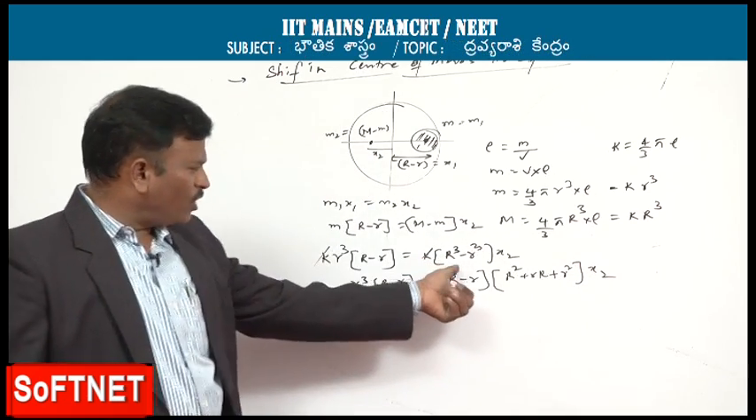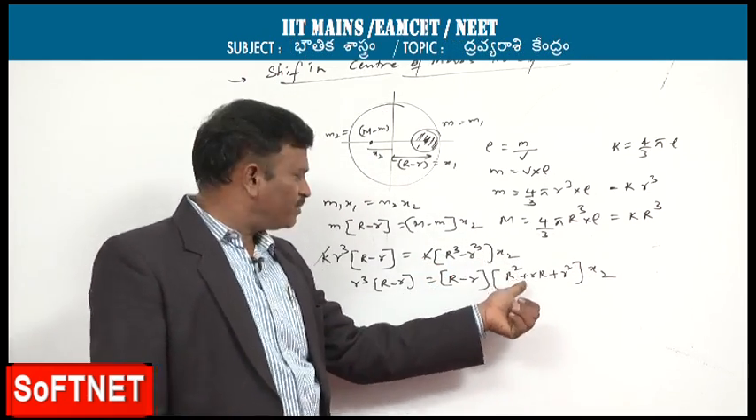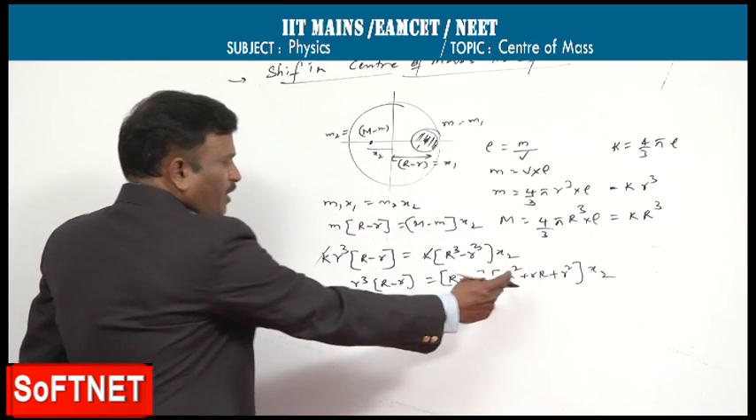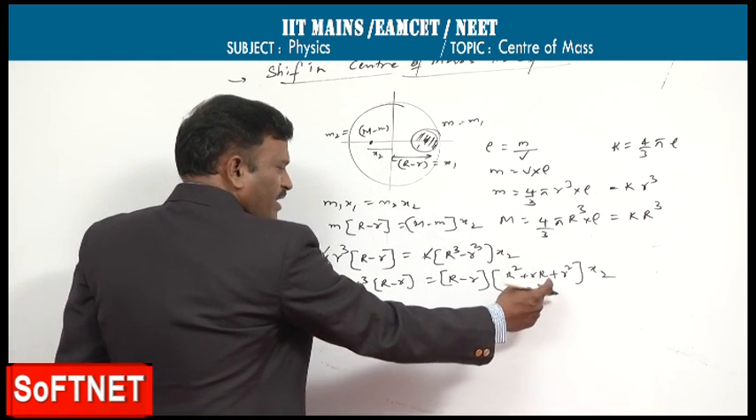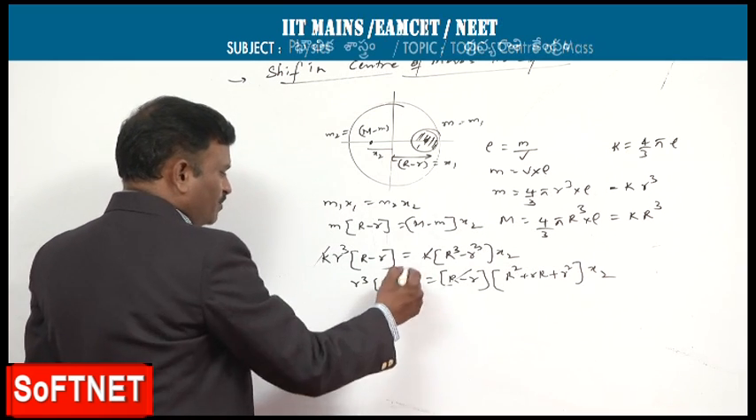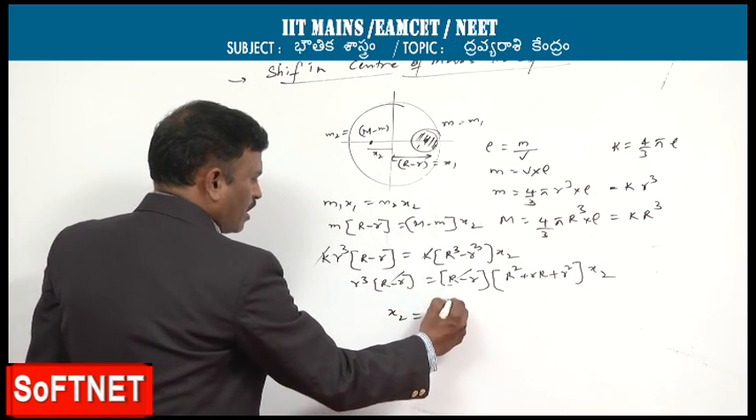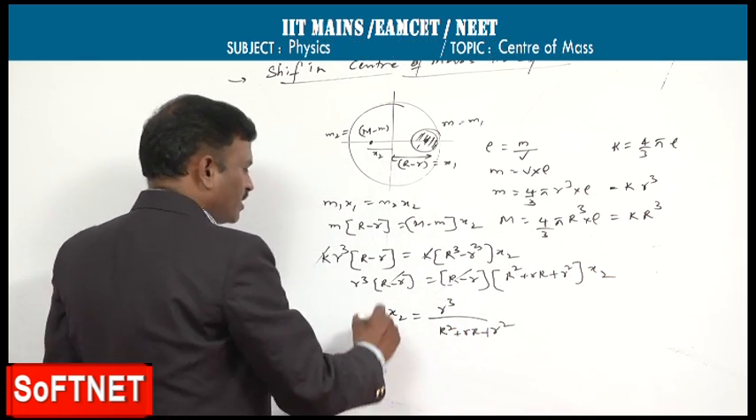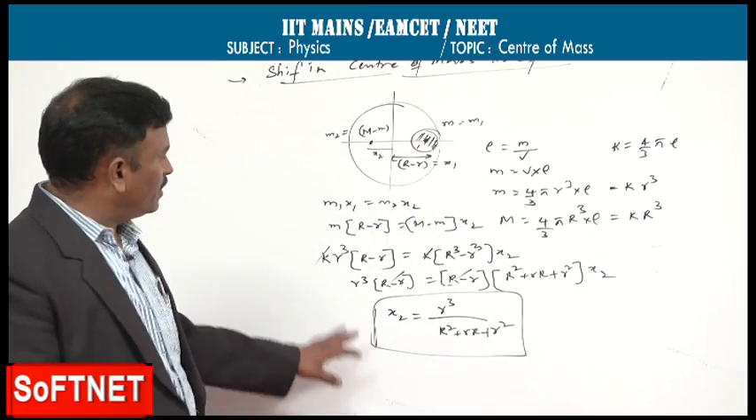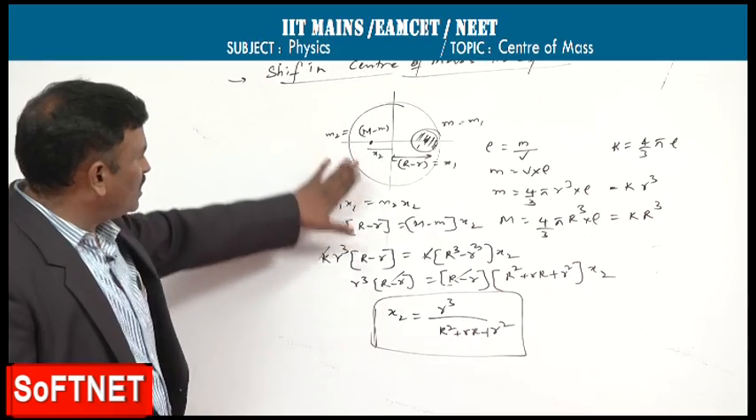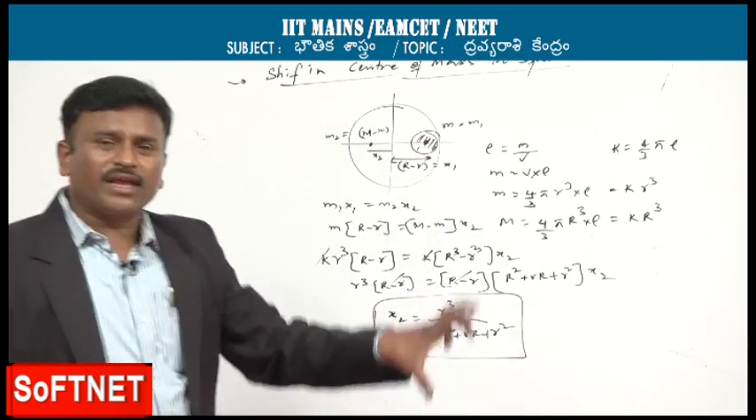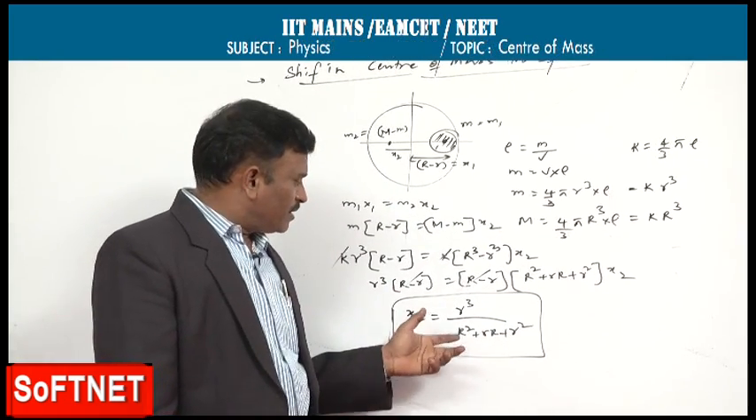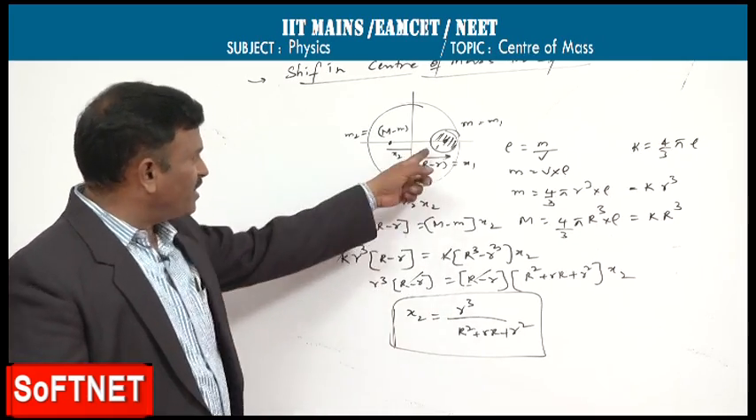It is very simple, the a cube minus b cube formula. a cube minus b cube is nothing but (a minus b) into (a square plus ab plus b square), that is the formula. Just these two will get cancelled. The final answer is x2 equals r cube by (R square plus small r capital R plus small r square). It is a very important formula for competitive exams, to find the shift in center of mass in the case of a spherical portion removed from a sphere of radius R, where small r is the radius of the removed one.